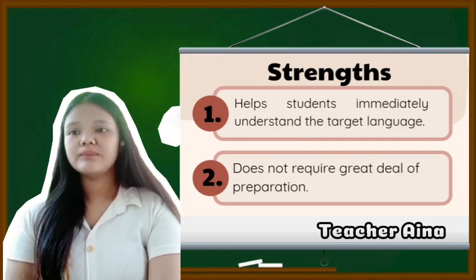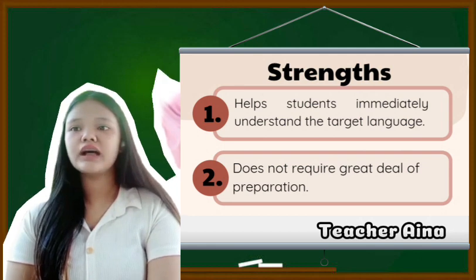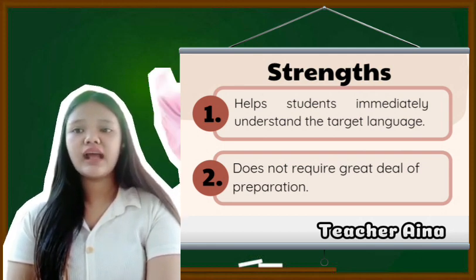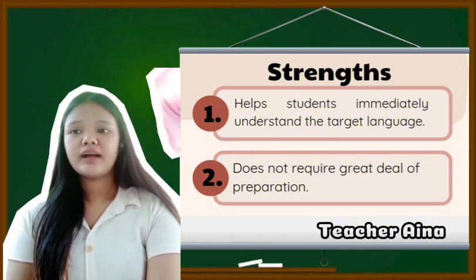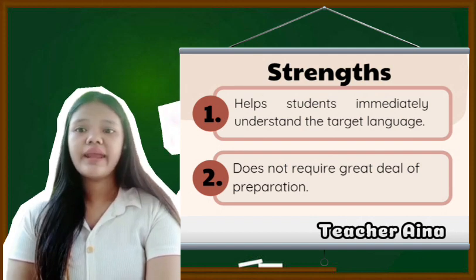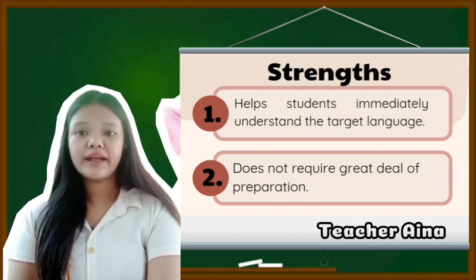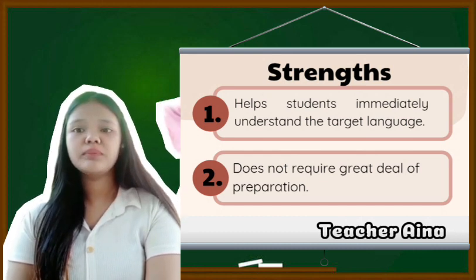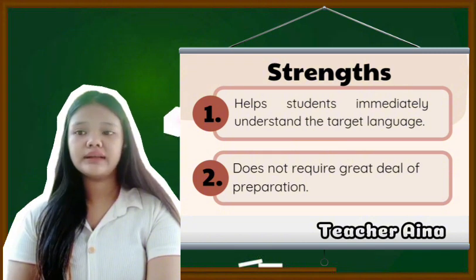Strengths of Total Physical Response. Number 1. Helps students immediately understand the target language. TPR allows students to associate language with physical actions, aiding immediate comprehension. This connection between words and action helps learners grasp the meaning of vocabulary and commands effortlessly.